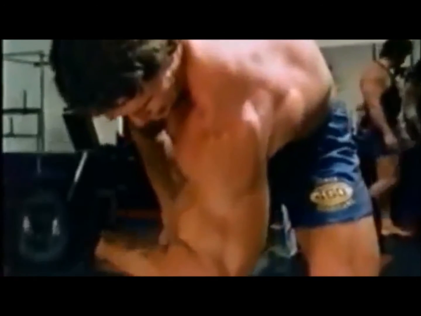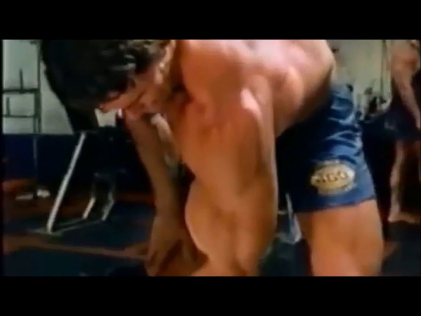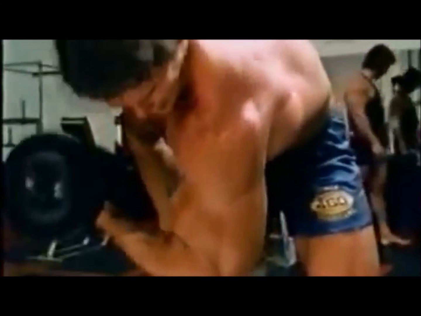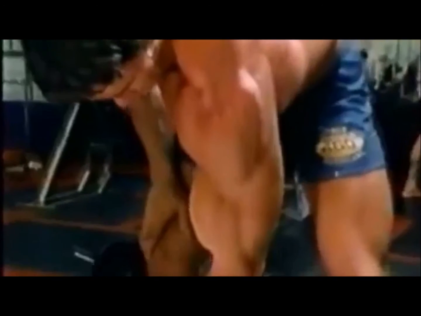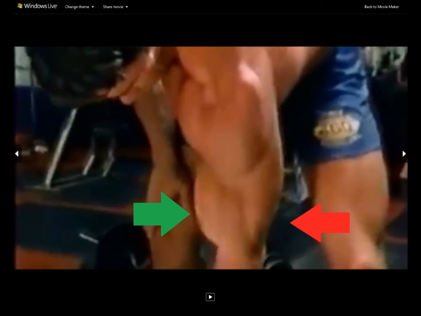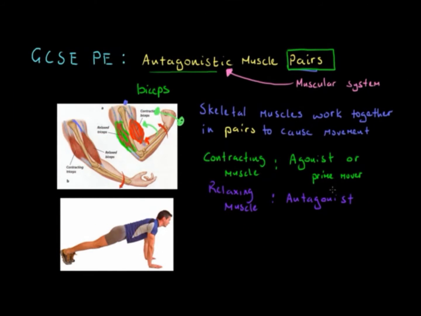If we look at this the other way, where the arm is trying to move the dumbbell away from the body, so the downward phase of a bicep curl, we see that it's the opposite. It's now the tricep that is working. The tricep is the contracting muscle, or the agonist, and the bicep is the relaxing muscle, or the antagonist. You can physically see that when Arnold Schwarzenegger is doing the downward phase of his bicep curl. Hopefully those demonstrations give you a good idea of how the skeletal muscles work in antagonistic pairs to create movements. You should have a good understanding of that.